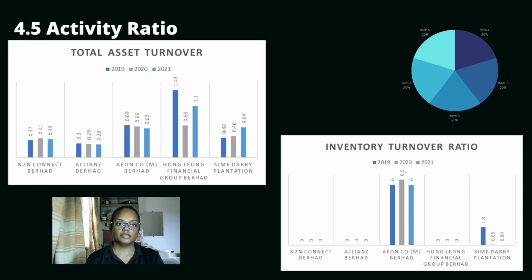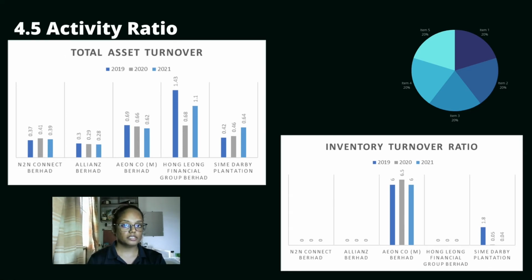For the year 2019, which is 0.42, and to 2021, which is 0.64, Sime Plantation's asset turnover ratio progressively grew. Given that the ratio is within the range of 0.68 to 1.43, we can generally draw the conclusion that Hong Leong Financial Group Berhad has maintained a decent asset turnover ratio over the past 3 years. This suggests that the business is effective in turning its asset base into sales or revenue.